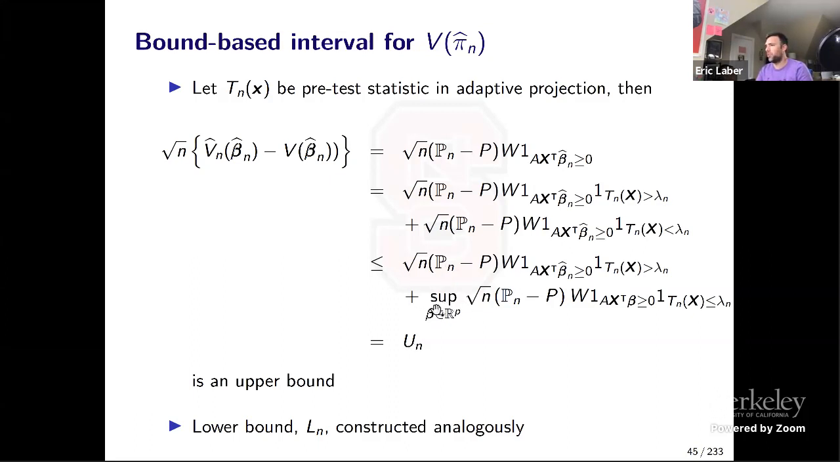It's easy to see this is an upper bound because if I just plug in beta hat for beta, I get back to this first quantity. So it has to be an upper bound. And you can get a lower bound by taking an inf here. And so these bounds turn out to be smooth, and so you can bootstrap them to estimate their quantiles consistently, and thereby construct confidence intervals for V of beta hat or V of pi hat, which I've been using interchangeably here.